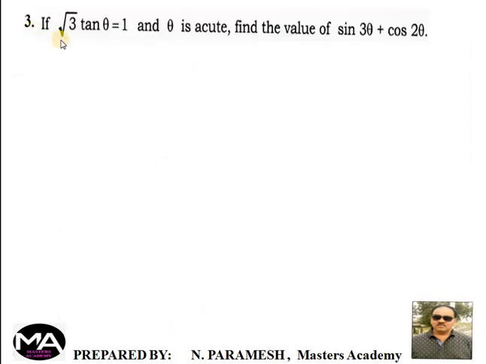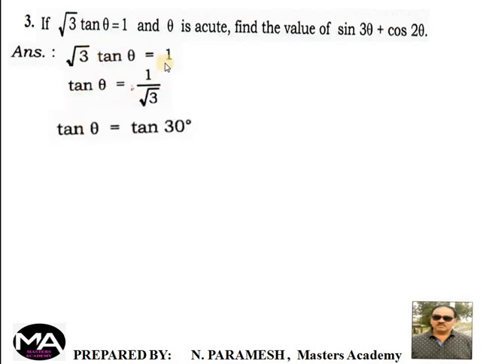Third question. If root 3 tan theta is equal to 1 and theta is acute, find the value of sin 3 theta plus cos 2 theta. Answer. Root 3 tan theta is equal to 1, that is tan theta is equal to 1 divided by root 3. Tan theta is equal to tan 30 degree, which is 1 by root 3. Therefore, theta is equal to 30 degree.